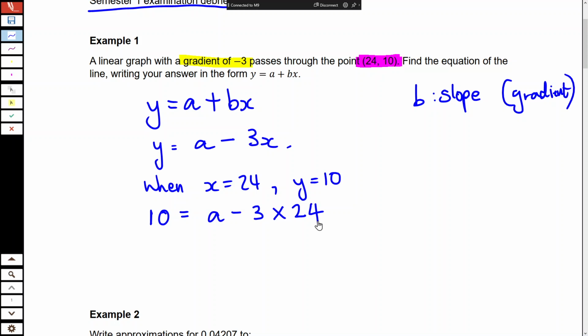We don't have time to do this next year. We assume that you know this when you start Year 12 General. So that's why I'm going over it now. And at this point, I've got a minus 72. To get a by itself, because that's what I'm trying to do, I need to add 72 to both sides. 10 plus 72 gives me 82.